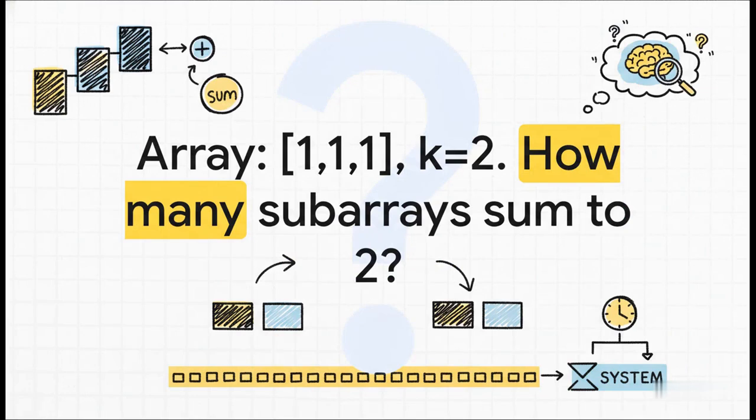So let's get our heads around this with a super simple example. Imagine you've got this array, 1, 1, 1, and our target, we'll call it k, is 2. Just take a quick look. How many different continuous chunks of that array add up to exactly 2? Yeah, you can probably spot them right away. But what if that array had a million numbers? That's when we need a real system.